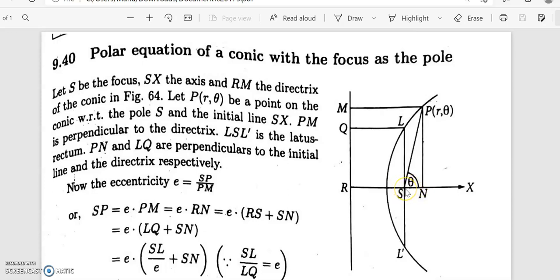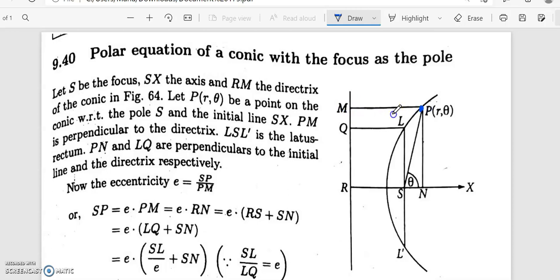So S X is your initial line, that will be the axis. Now here RM is the directrix to the conic, and you can see the conic which is drawn here. So this curve is the conic. So P of r theta is any point on your conic with respect to the pole and with respect to the initial line. And now RM is the directrix.